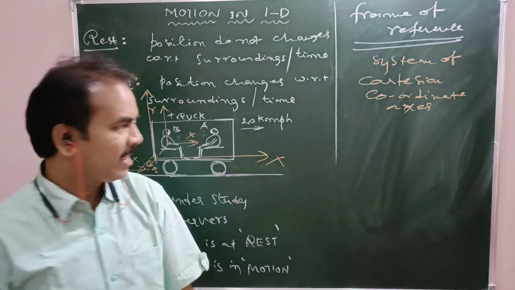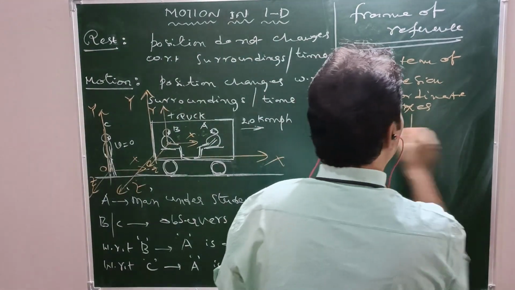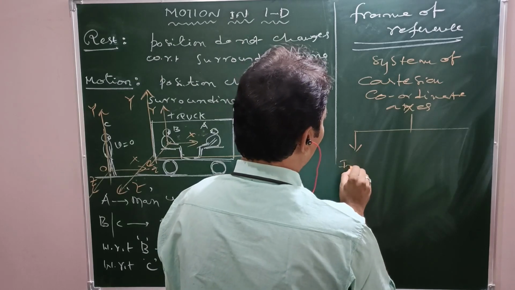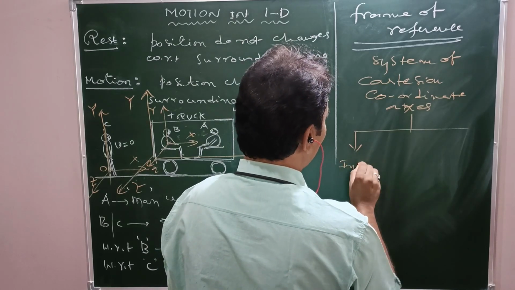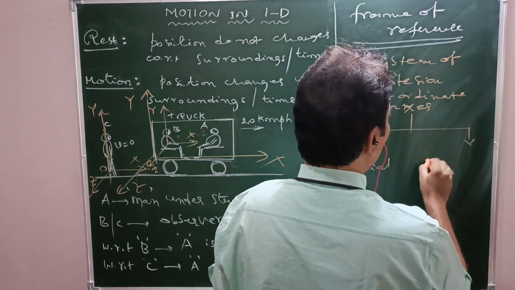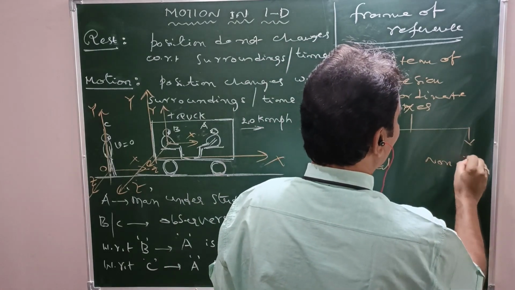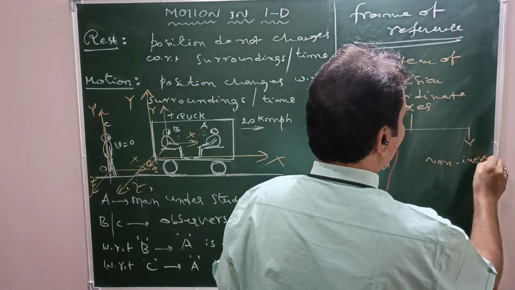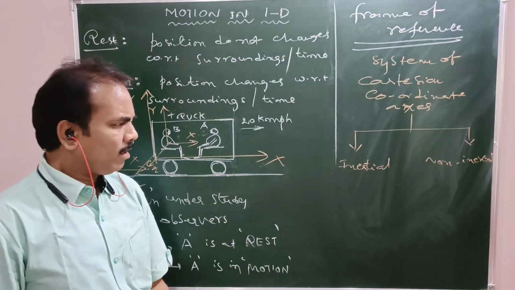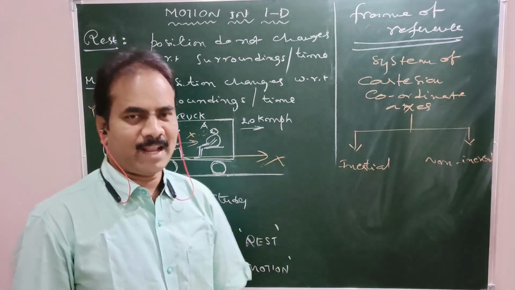Okay. Now, how many types are there in frame of reference? Usually, two types are there. What are the types here? First one, inertial frame. Second one is non-inertial frame. Inertial frame, non-inertial frame.